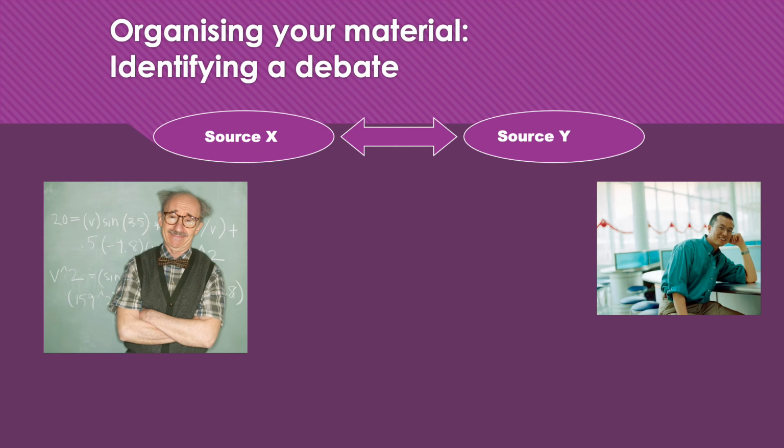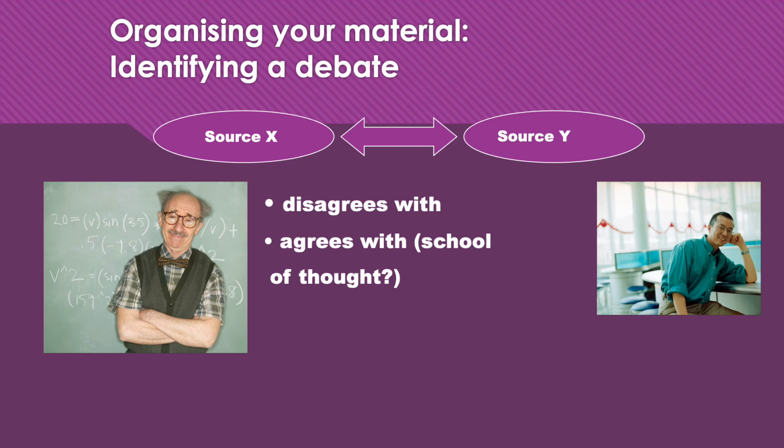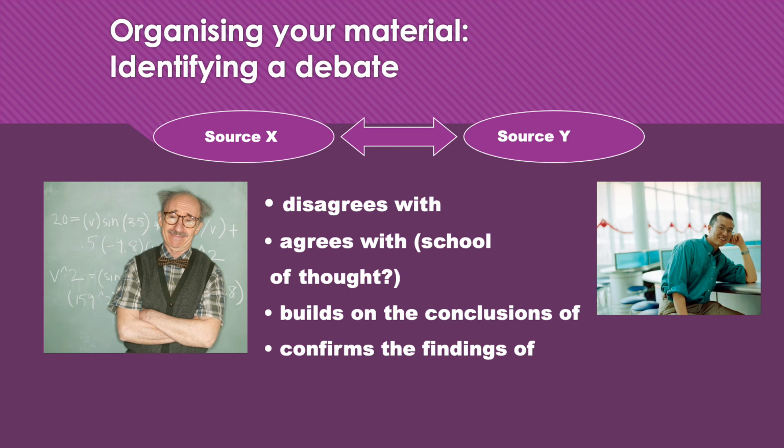So thinking about organising that material then, one of the important things to do in a literature review is identify a debate and make that really clear, that you've got opposing points of view that you want to look at individually. So in this instance here we've got source X and source Y. Now source X might disagree with source Y, and that's something that you can comment on in the work. Source X might also agree with source Y and their school of thought, but source X could also build on the conclusions of source Y, so it might be a little bit more advanced.